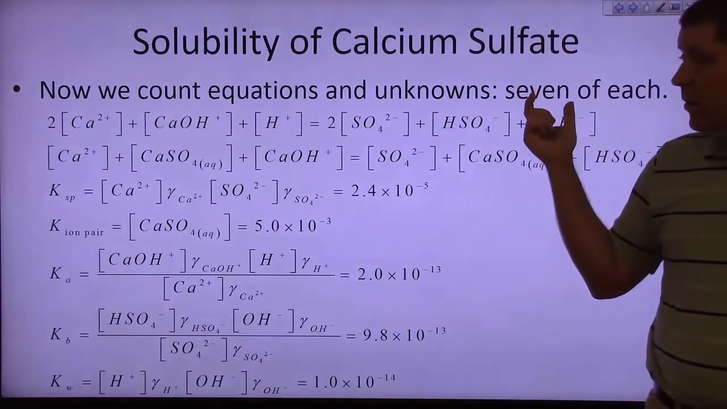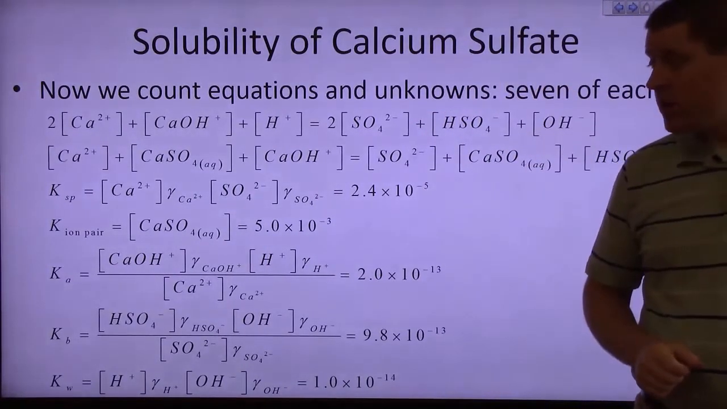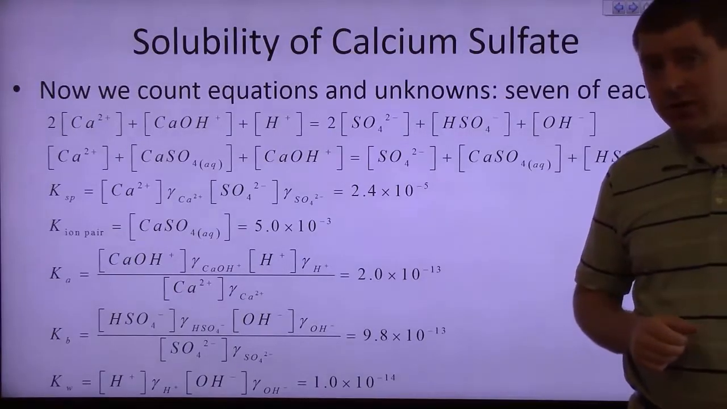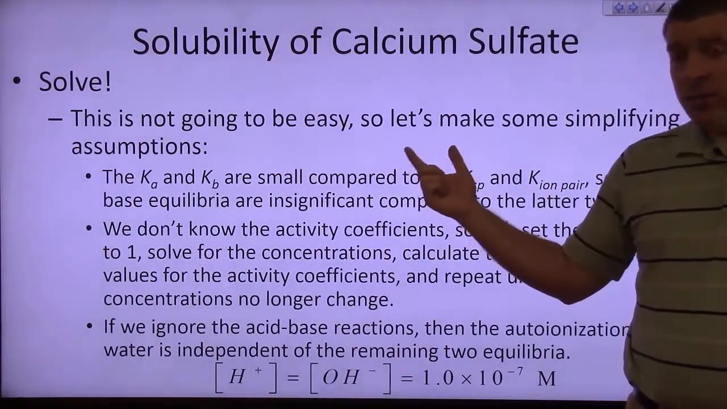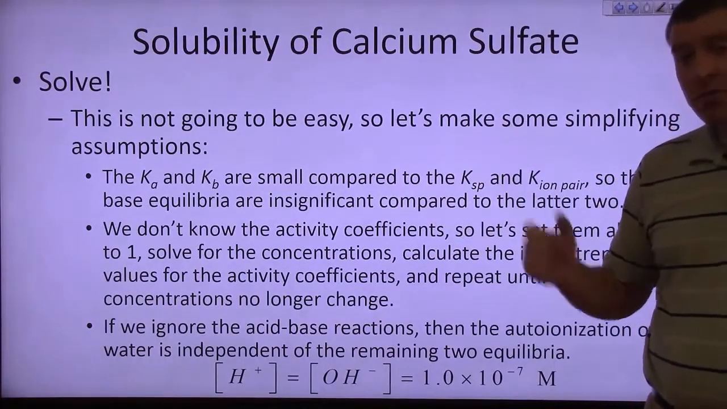We have 7 equations and 7 unknowns, so in principle we can solve this, although it might be pretty tedious. So the next step is to solve. Now, this is not going to be easy, so let's make some simplifying assumptions.